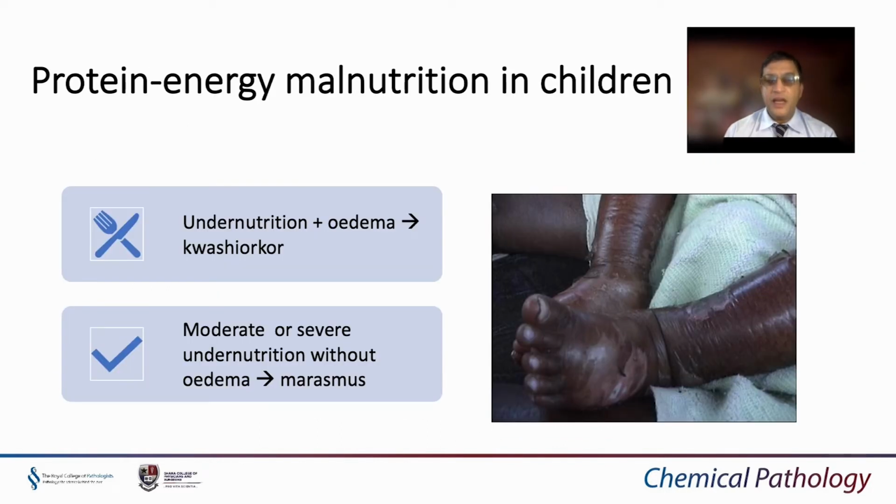Thus, in summary, undernutrition and edema will define a Kwashiorkor category, and moderate or severe undernutrition without edema defines marasmus. The image on the right demonstrates a patient with Kwashiorkor with extreme bilateral edema coupled with severe skin changes, possibly brought about by infection of the skin.